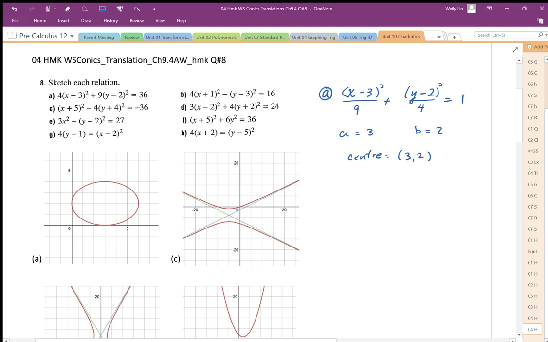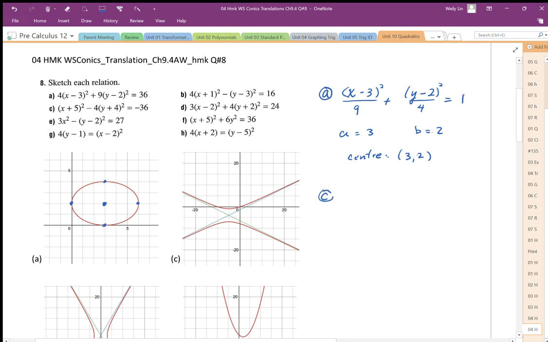So when we graph this, we first of all identify the center. So I've got the graph here, 3, positive 2, and then we use the a and b values as our x-axis radius and y-axis radius. So the a value is 3, so we count 3 to the right and left from that center, and then the b being 2, we're going to go up 2, down 2, and with those 4 points we can sketch in that ellipse.